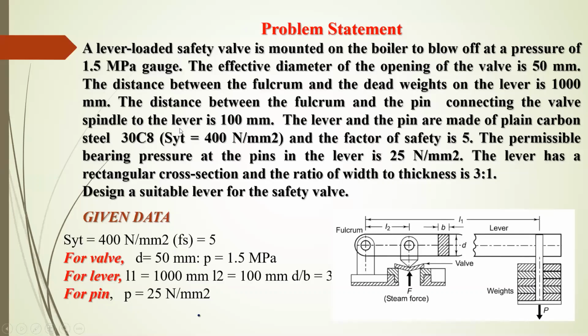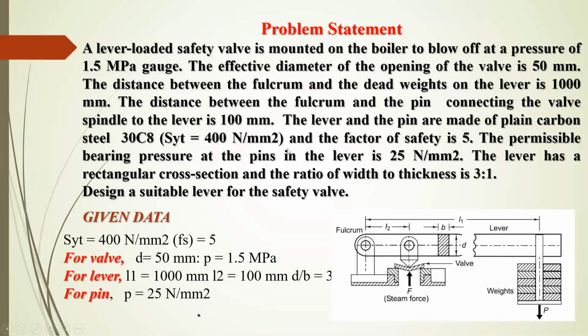We can see the given data also. The distance between the fulcrum and the pin connecting the valve spindle is 100 mm. Here you can see the fulcrum, and the valve spindle pin is this one. So this distance L2 is given as 100 mm. The lever and pin are made of plain carbon steel having Syt 400 Newton per mm square. The material for the pin and lever is the same, 400 Newton per mm square.